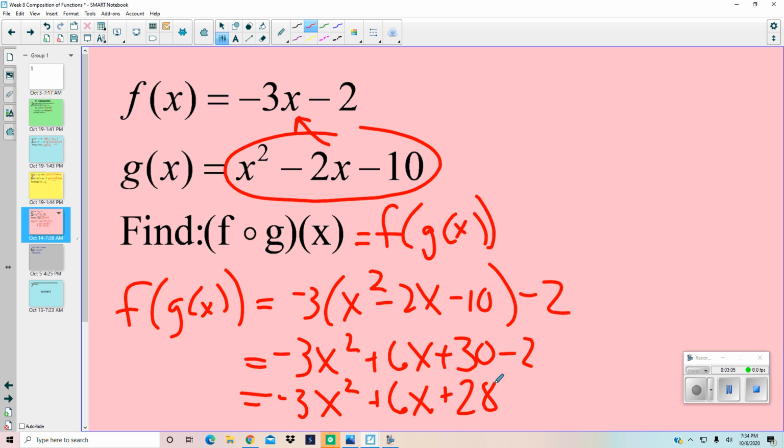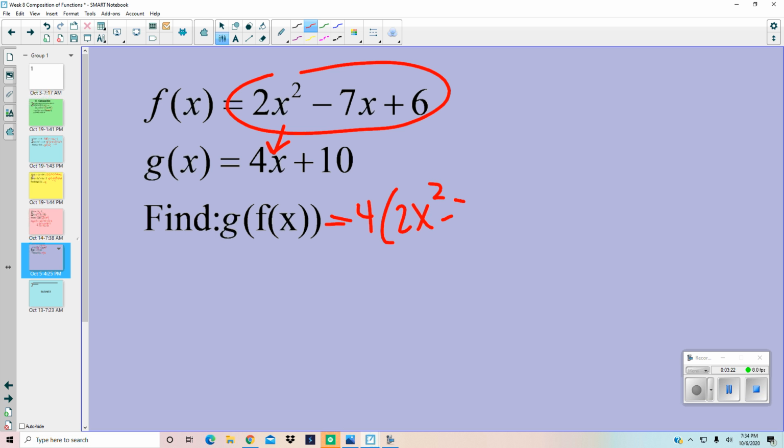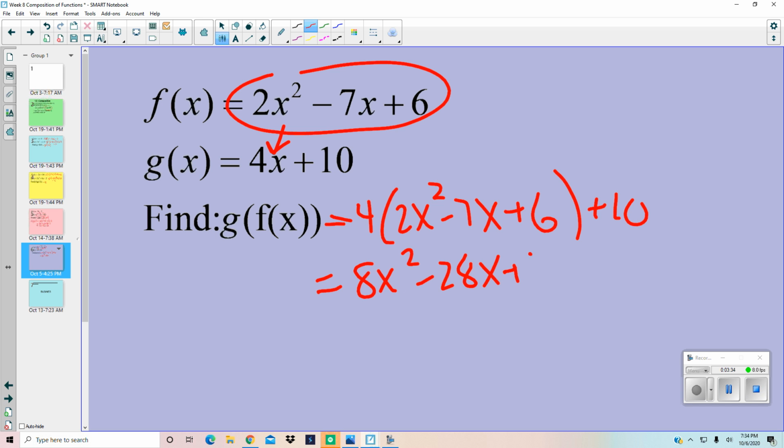There you go. Let's do one more. This is written g of f. So you take f, plug it in for the x in g. If x occurred more than once in g, you'd have to plug it in both times. So then that's just going to become a 34. And you're done.